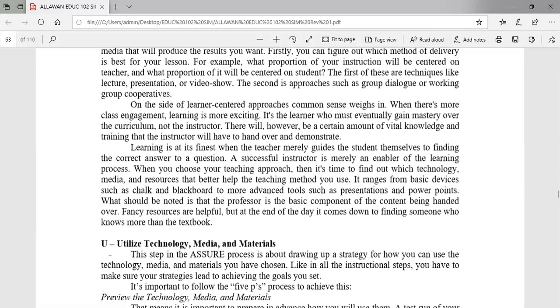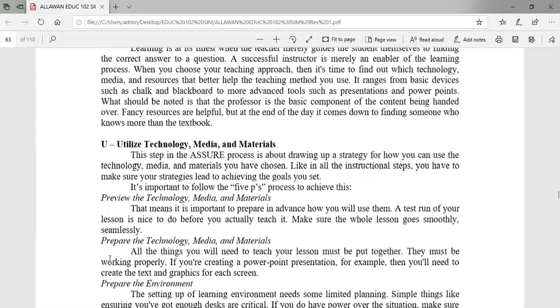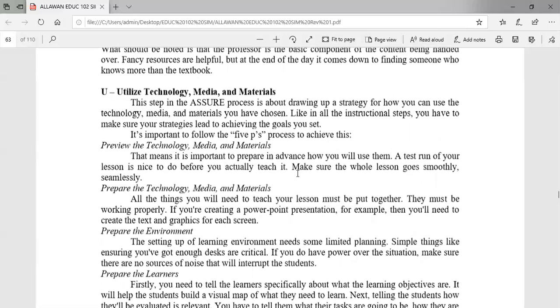Next is to utilize the technology, media, and the material. So we have here the 5 P's of utilization. First, preview the technology, media, and the material, so you would know how to use this technology. You may prepare it in advance and how you will use them. Also, prepare the technology, the media, and the material.